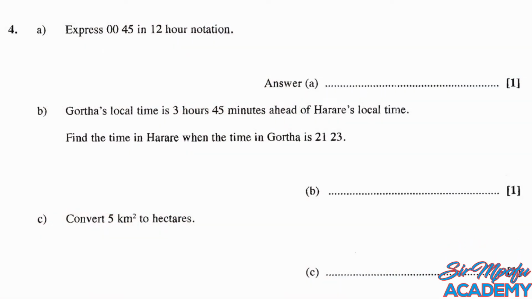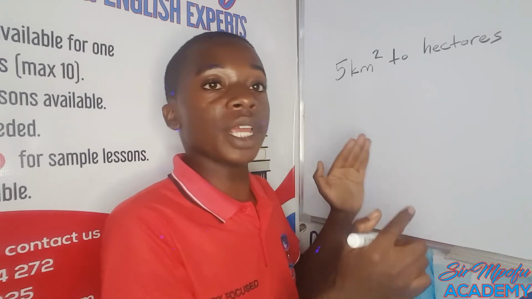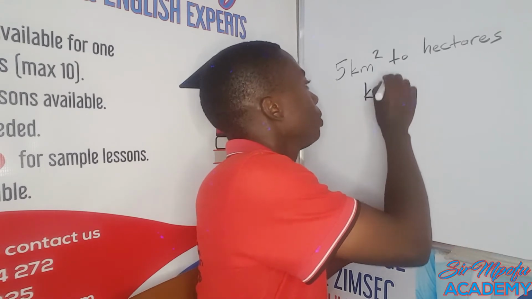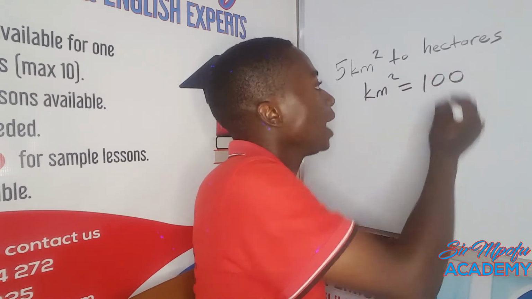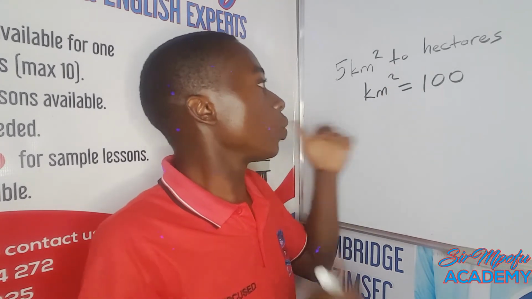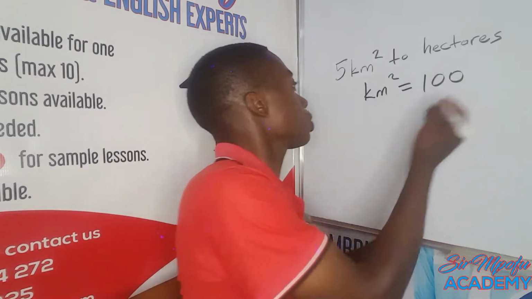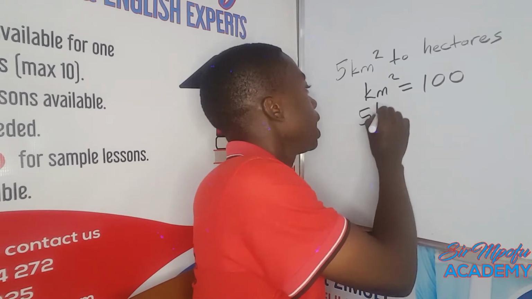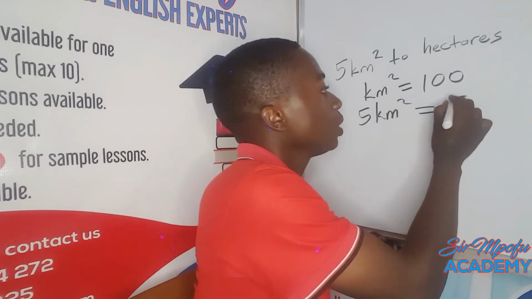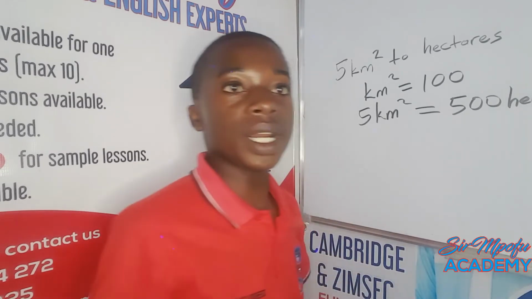Convert 5 square kilometers to hectares. This is very simple and straightforward. And for us to convert, we should know the ratio. 1 square kilometer is to how many hectares? So 1 square kilometer is equal to 100 hectares. So for us to convert from square kilometers to hectares, we just need to multiply by 100. So 5 square kilometers, we just multiply 100 by 5 and it will be 500 hectares. That will be our answer, 500 hectares.